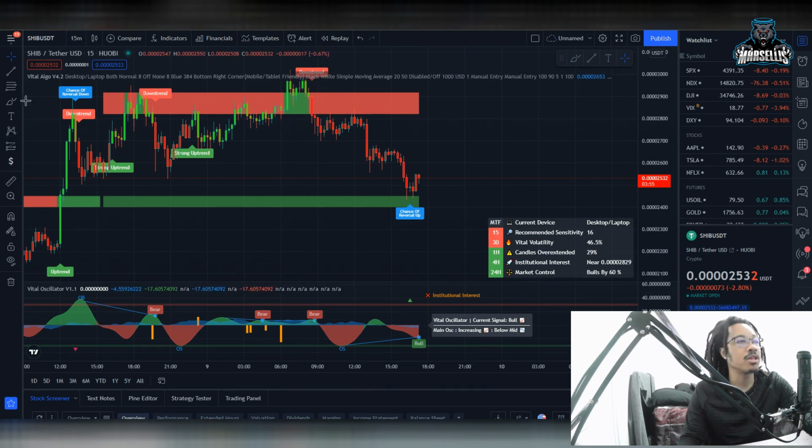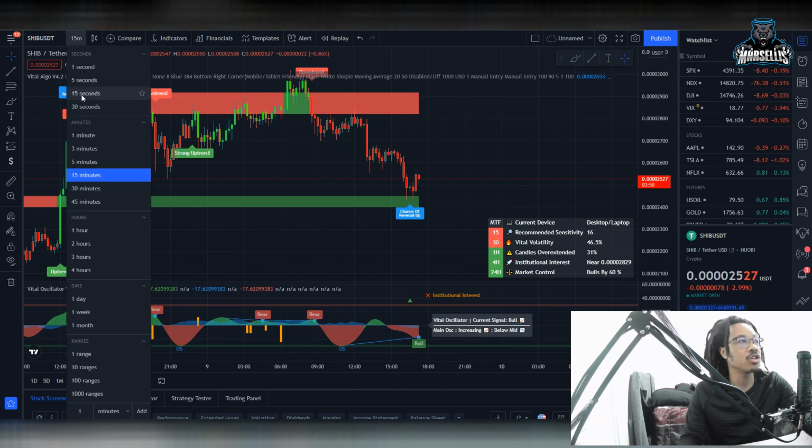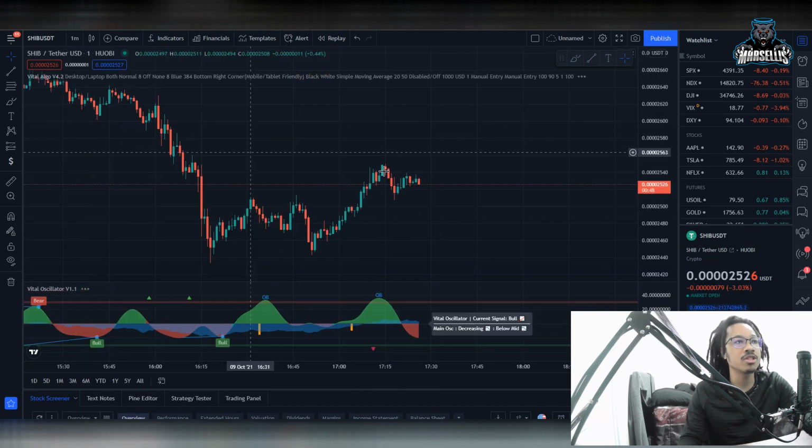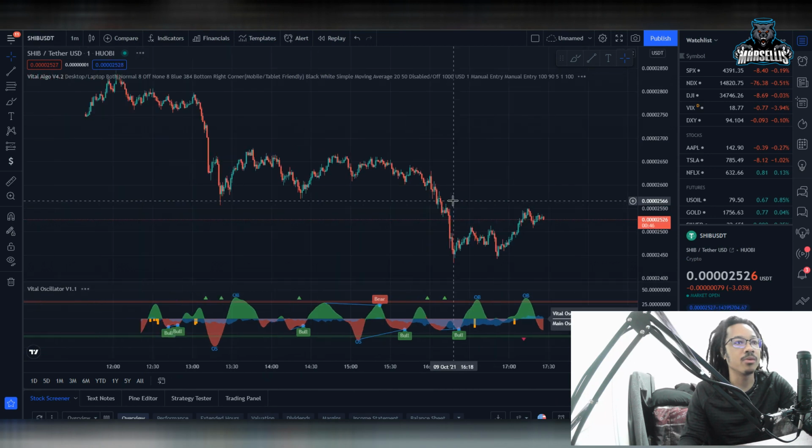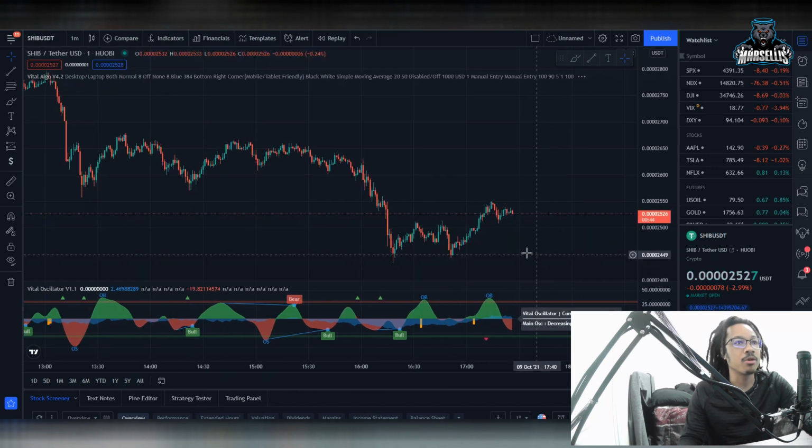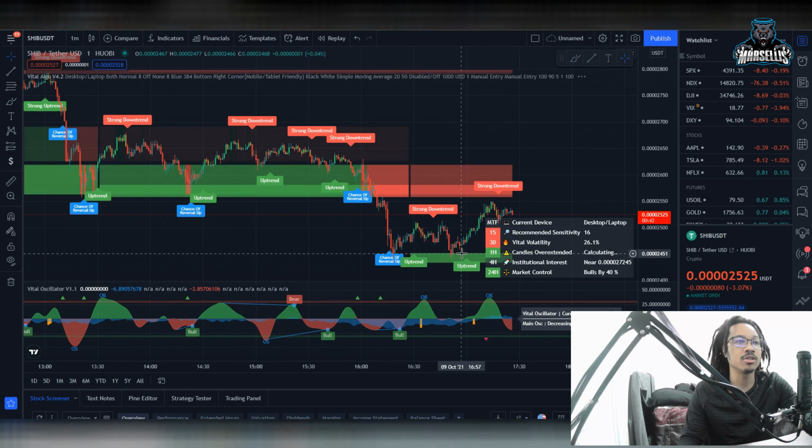Now, 60% bullish here with the last 24 hours in the 15-minute chart. And then when we go over to the 1 minute chart, let that load up, and it will show you that in a second. We were previously overbought just a little bit, and this is the 1 minute chart.